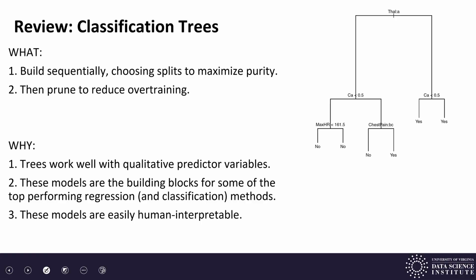So just to review what we've talked about today, we've talked about building classification trees. Classification trees you build sequentially, meaning you build one node and then the next going down, and you do that maximizing purity at each node. Once you've built your full tree, you scale it back using pruning, and that avoids overtraining. Why do we use trees? They work well with qualitative predictive variables. These are building blocks for some of the most accurate methods, and they're easily human interpretable, easy to understand by people directly. Some people say they mimic the way people make decisions and think.